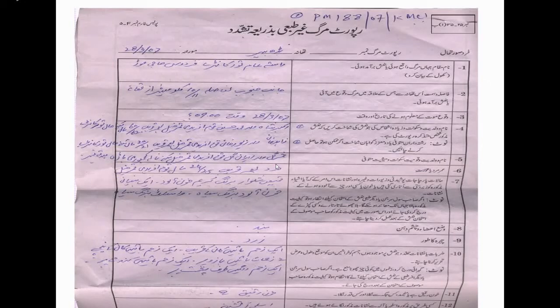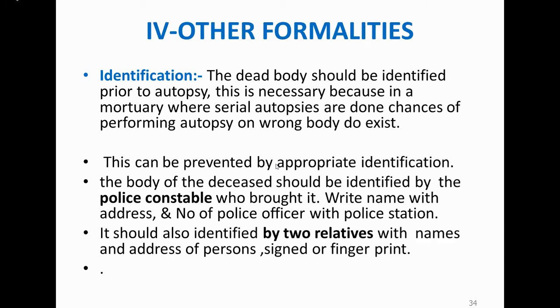Then the number 4 part is the other formalities, like you know, आपका जो autopsy protocols में, that is the identification. Identification autopsy protocol में जब आपने ले लिया, body आ गया, identification आप start करने से पहले, you need to identify the body. The dead body should be identified prior to autopsy. This is necessary because in a mortuary where serial autopsies are done, chances of performing autopsy on the wrong body do exist. ठीक है ना, तो इसलिए identification जरूर कराते हैं. Like sometimes it happens serial number में आगे पीछे हो गया.